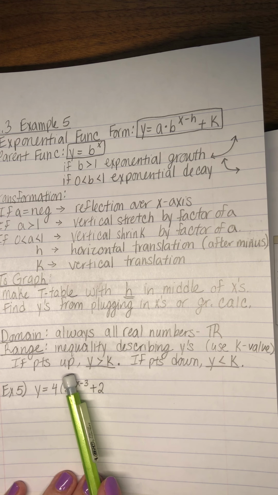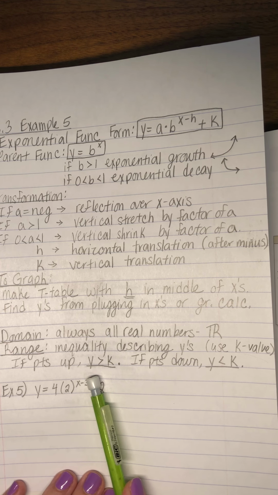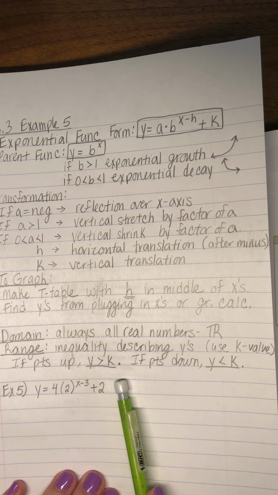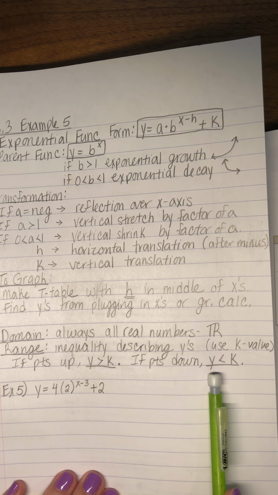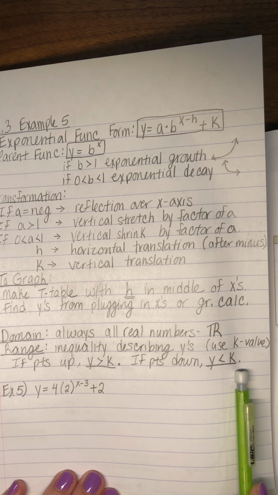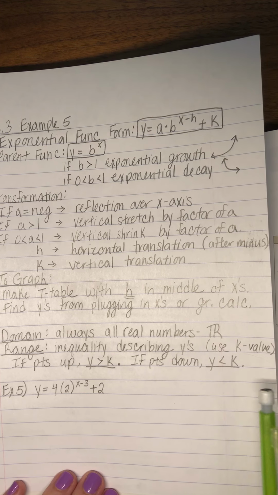If our graph points up, the range is going to look like this. Y is greater than our k. But if our graph points down, then our range is going to look like this. Y is less than our k. So we're going to look at example 5.